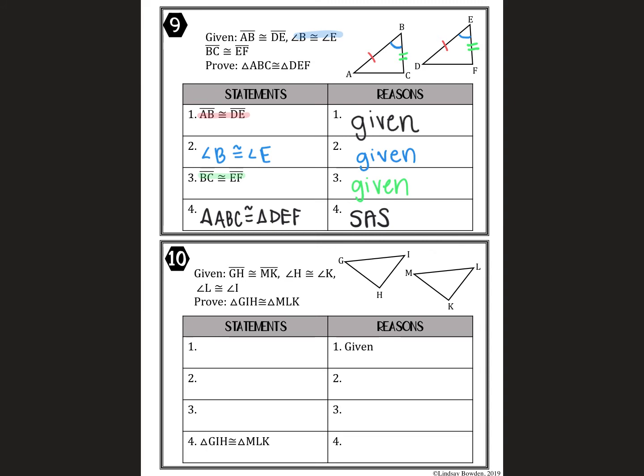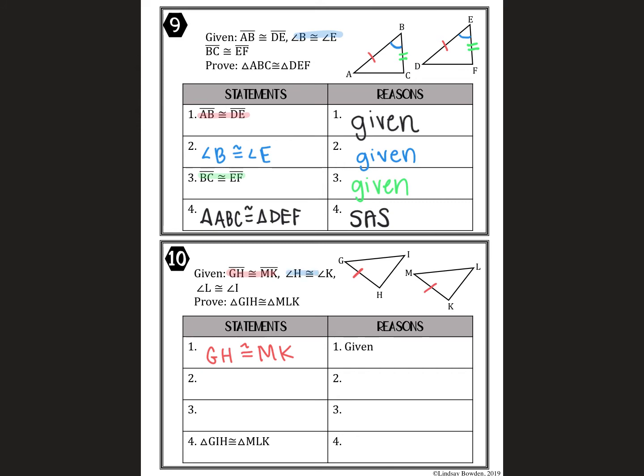For proof 10, I can write down my givens. So the first one is GH is congruent to MK, and then I would go mark those sides. So GH gets 1 mark and MK gets 1 mark.